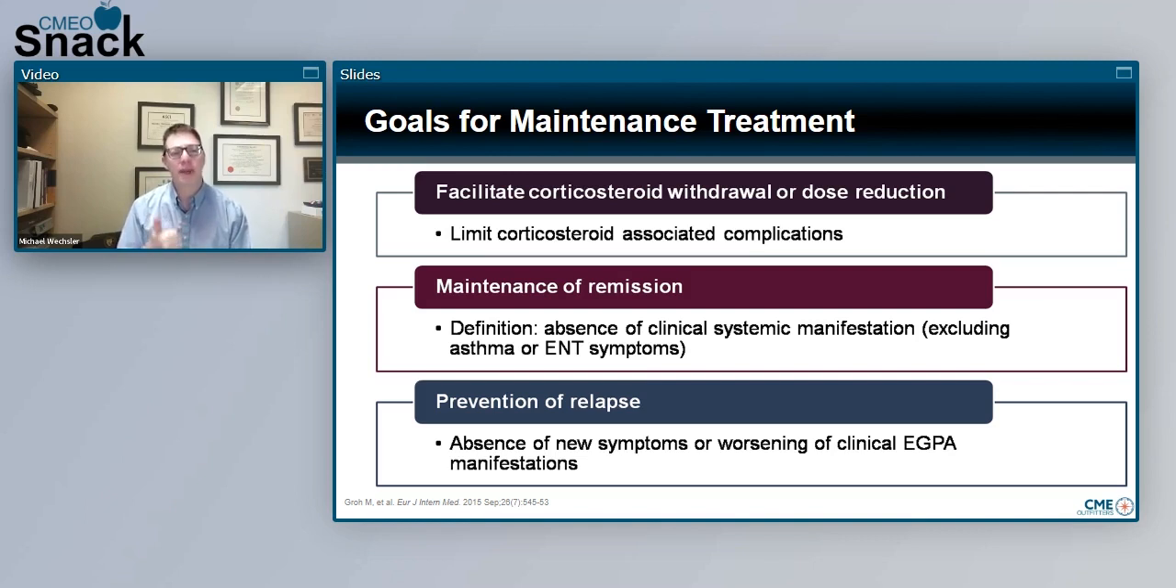So for maintenance treatment, for maintenance of remission, our goals are to facilitate corticosteroid withdrawal, to maintain remission, to keep patients out of the emergency room, to continue to prevent relapses, any new appearance or worsening of clinical EGPA manifestations. So what are some of the therapies that are primarily used in EGPA maintenance of remission?